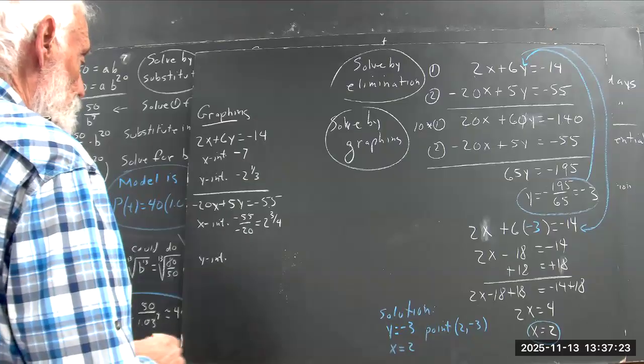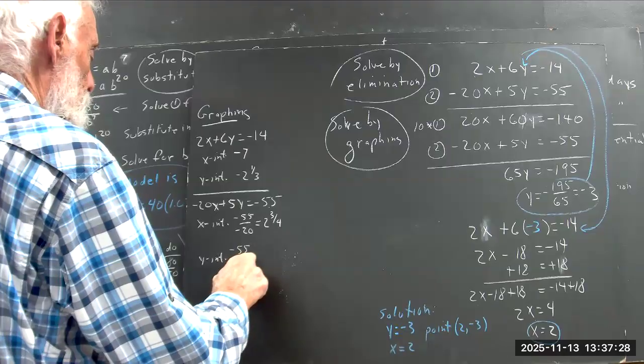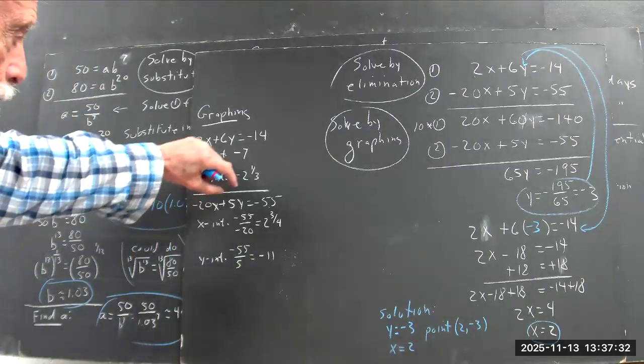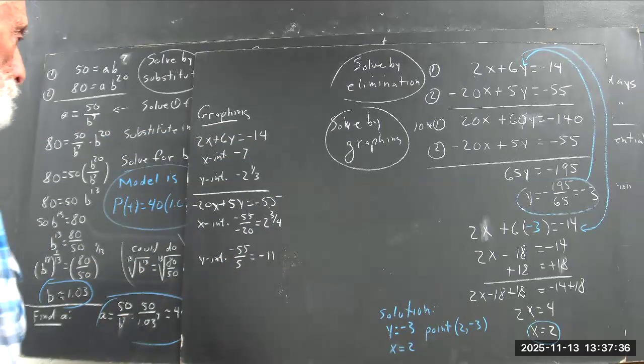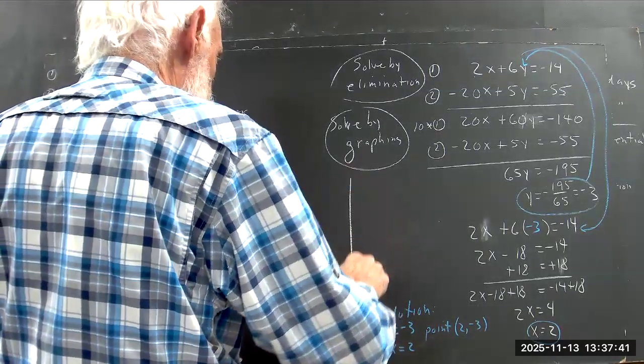The y-intercept is when x equals 0, you get 5y equals negative 55. You get y-intercept at negative 11. So we can construct a graph.